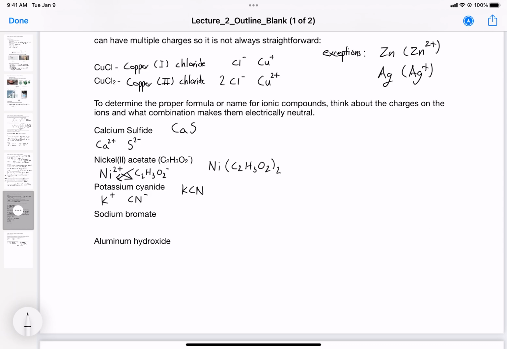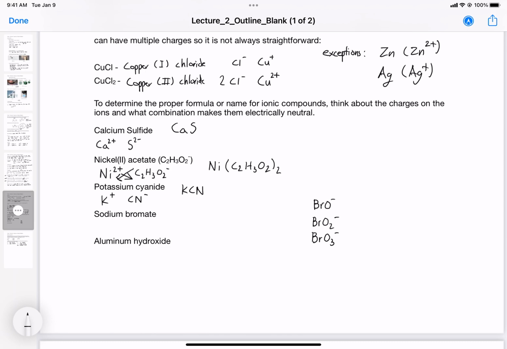All right. Now let's do sodium bromate. So bromate comes from bromic acid. So it's another polyatomic ion, and you'll have to know the differences between bromate and some of the other related polyatomic ions. So I'll write them here. There's BrO minus, BrO2 minus, BrO3 minus, which is what bromate is.